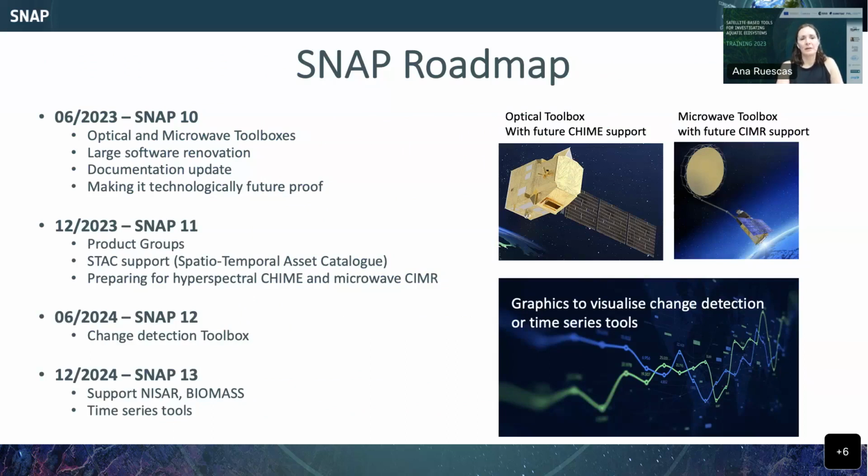And one of the main novelties will be the start of the integration of images that come from other sensors like Shime or Simmer. And as you see here, some NISAR and biomass satellites too in the near future.